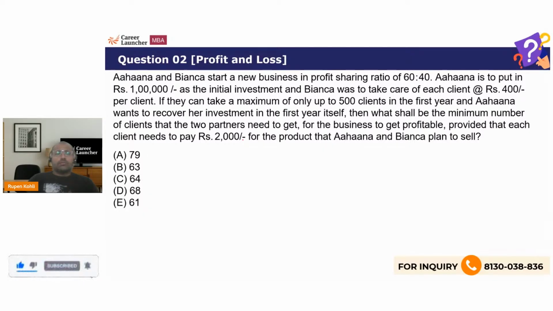Ahana is to put in rupees 1 lakh as the initial investment, and Bianca was to take care of each client at rupees 400 per client. If they can take a maximum of only up to 500 clients in the first year, and Ahana wants to recover her investment in the first year itself, then what shall be the minimum number of clients that the two partners need to get for the business to get profitable provided that each client needs to pay rupees 2000 for the product that Ahana and Bianca plan to sell.